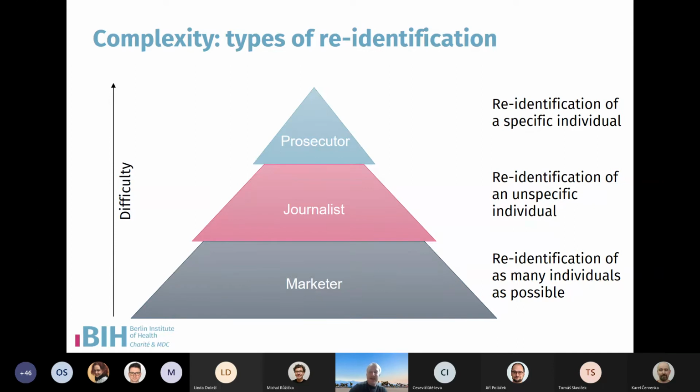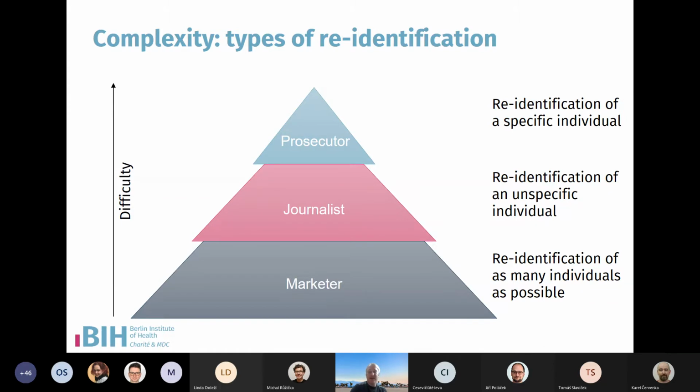So as I said, this is another well-known model where you can distinguish attackers regarding what they actually want. Some attackers, this is called the prosecutor model, are really interested in finding out something about a very specific individual. The police would be an example. The police is prosecuting someone and trying to obtain additional information about a very specific individual.